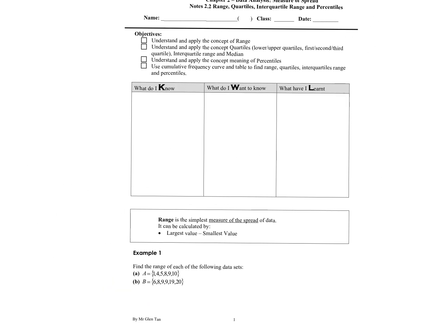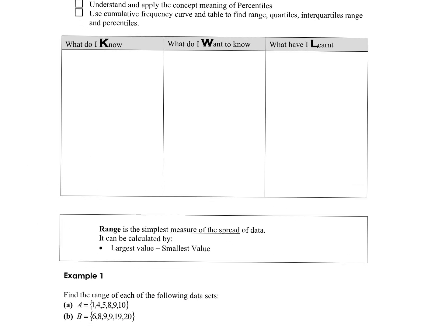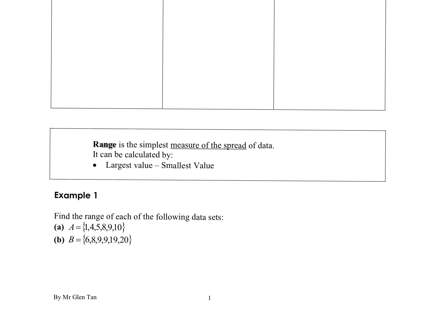This one is page 1 of 2.2. Can we all refer to 2.2 now? Okay, range tells you the spread of your data. We always use the largest value of the data minus the smallest one. So if you want to know how far the data spreads, take the largest value, subtract the smallest. If you look at this set A, the range would be taking the largest data, which is 10, and subtracting the smallest. So the range is a spread of 9. That means from the smallest to the largest data, the spread is 9.